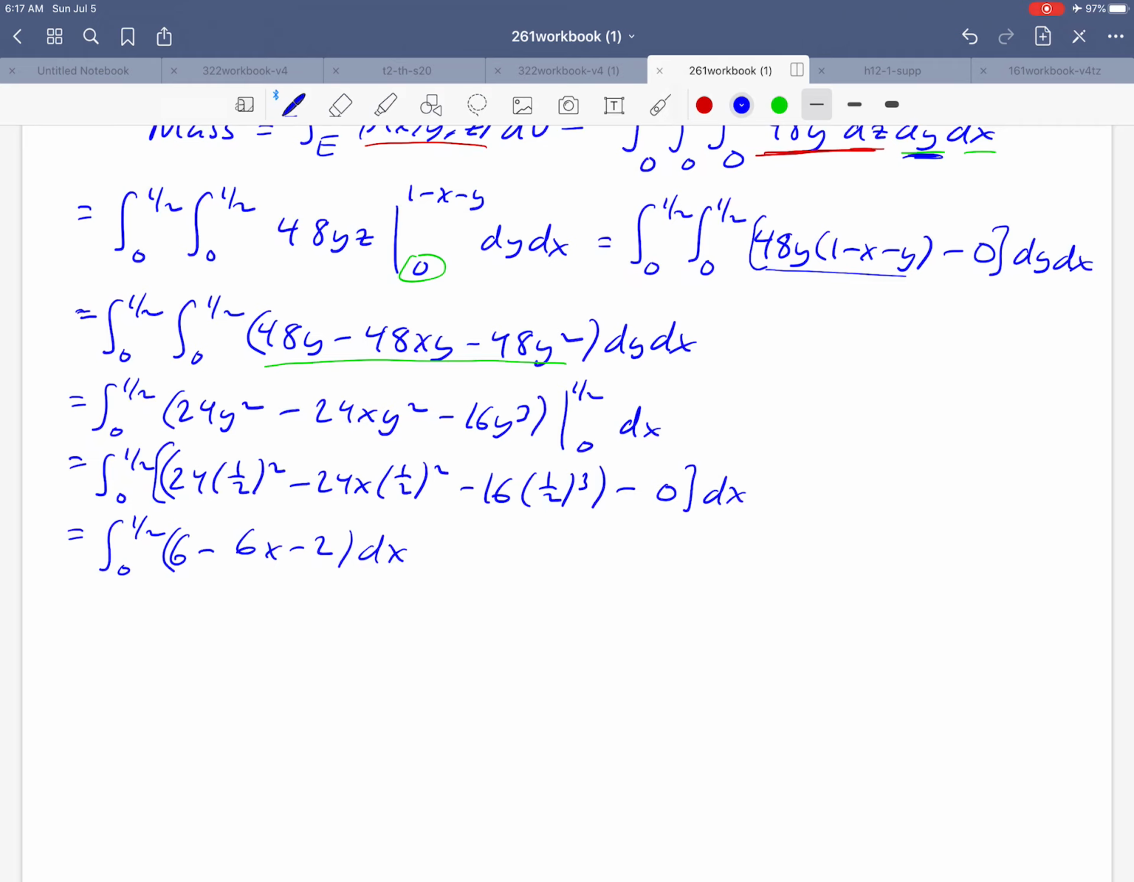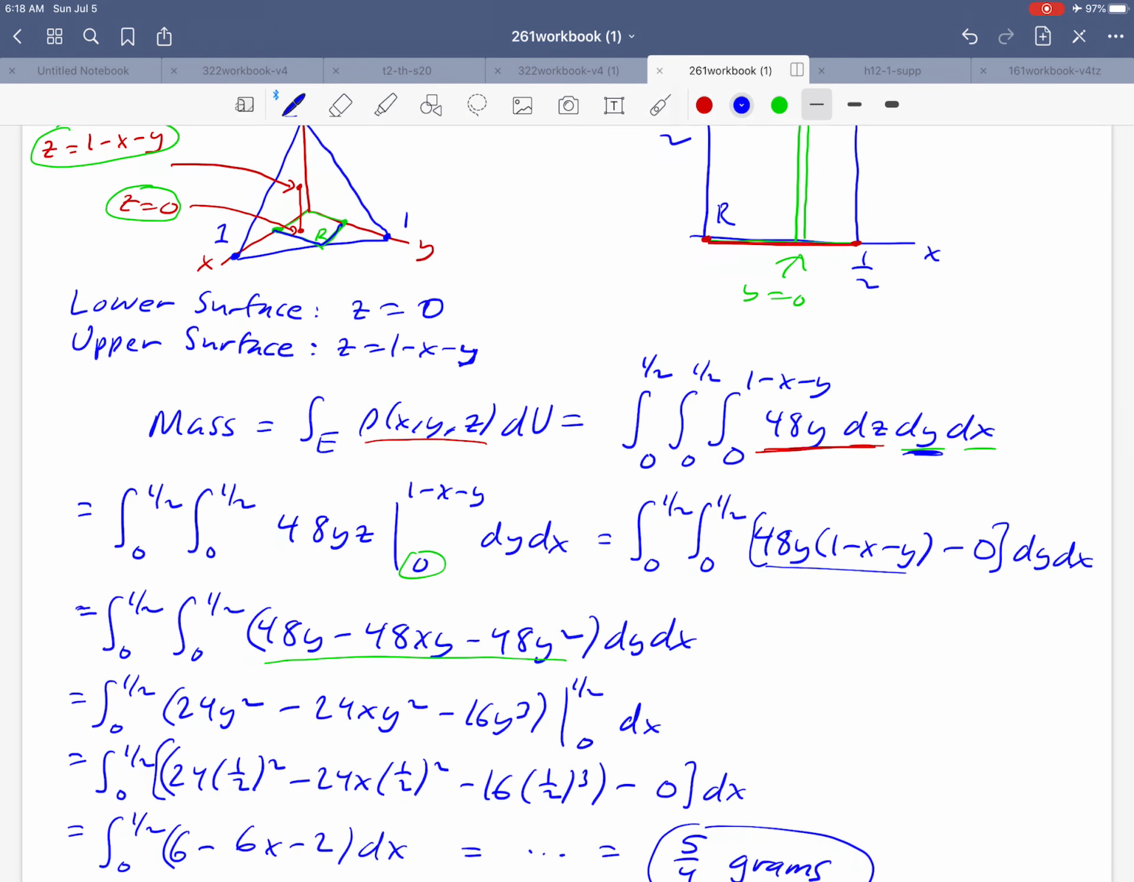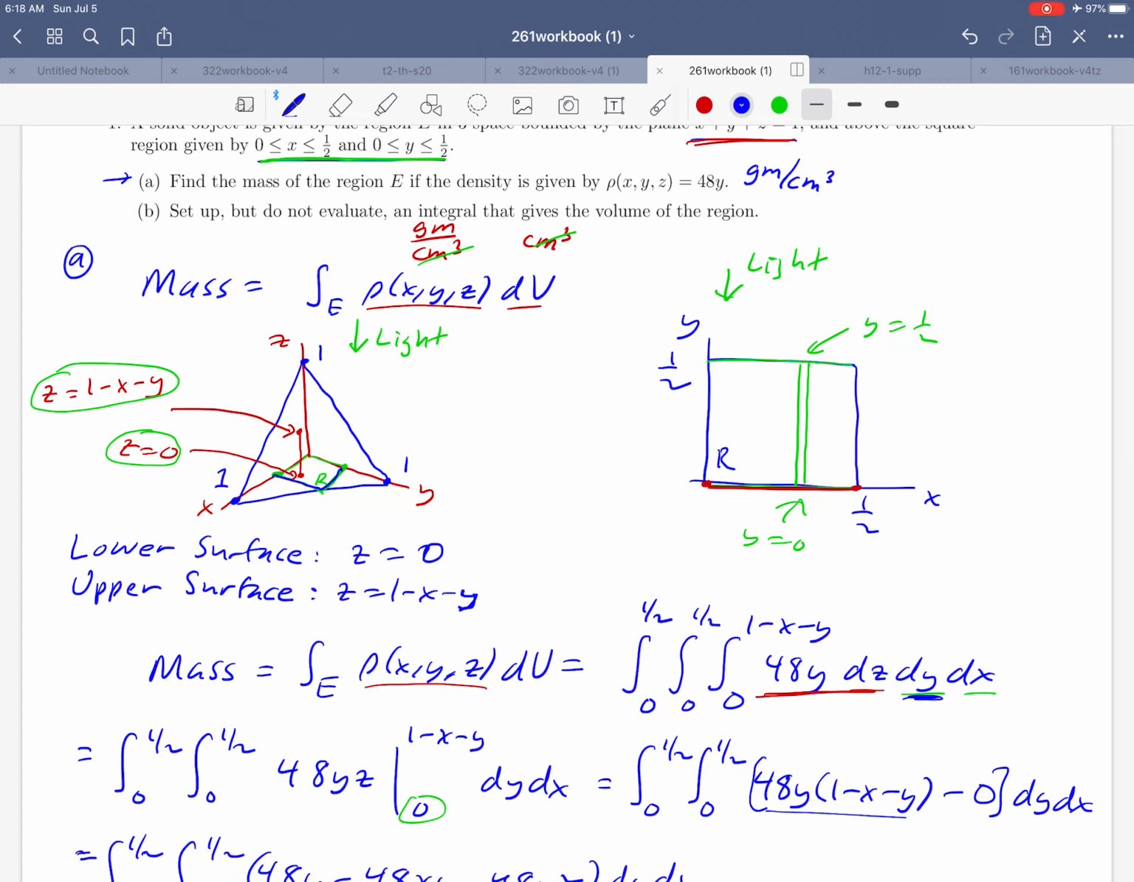Once we get to this point in the problem, I'm going to assume that you could do this calculus 1 integral. There'd be a little bit more work, but what we would end up with is 5/4, and we already noticed above that the units are going to be grams: grams per centimeter cubed times centimeters cubed. And so there is the mass of the region that we're talking about. I believe that that is part A. That was a lot of work. You can see there's a lot involved in doing a triple integral. Let's talk about part B though.